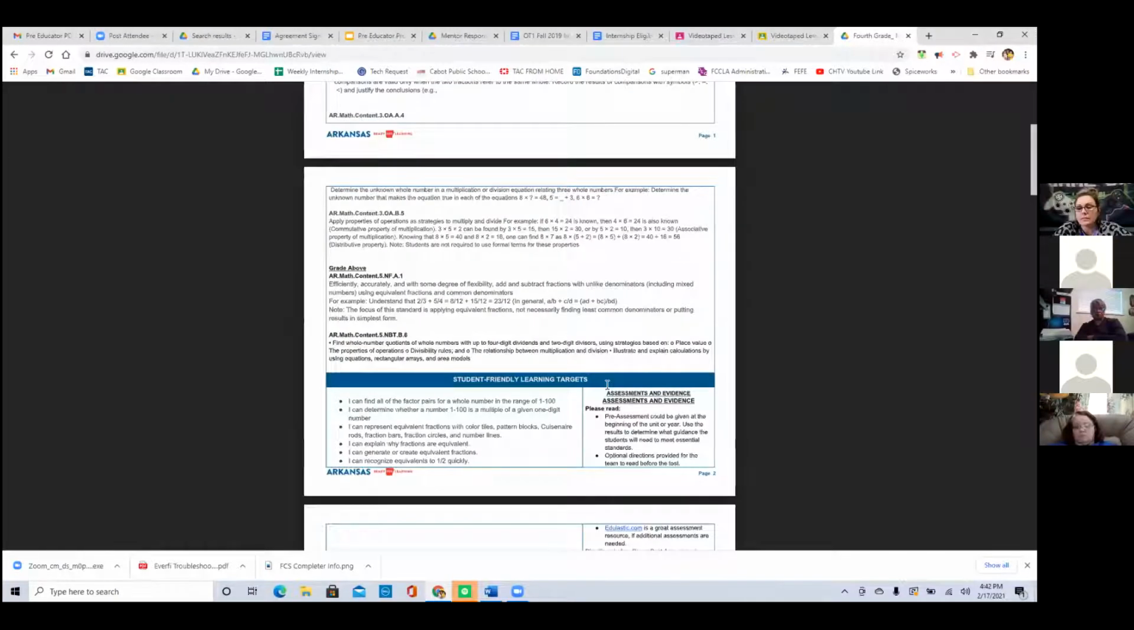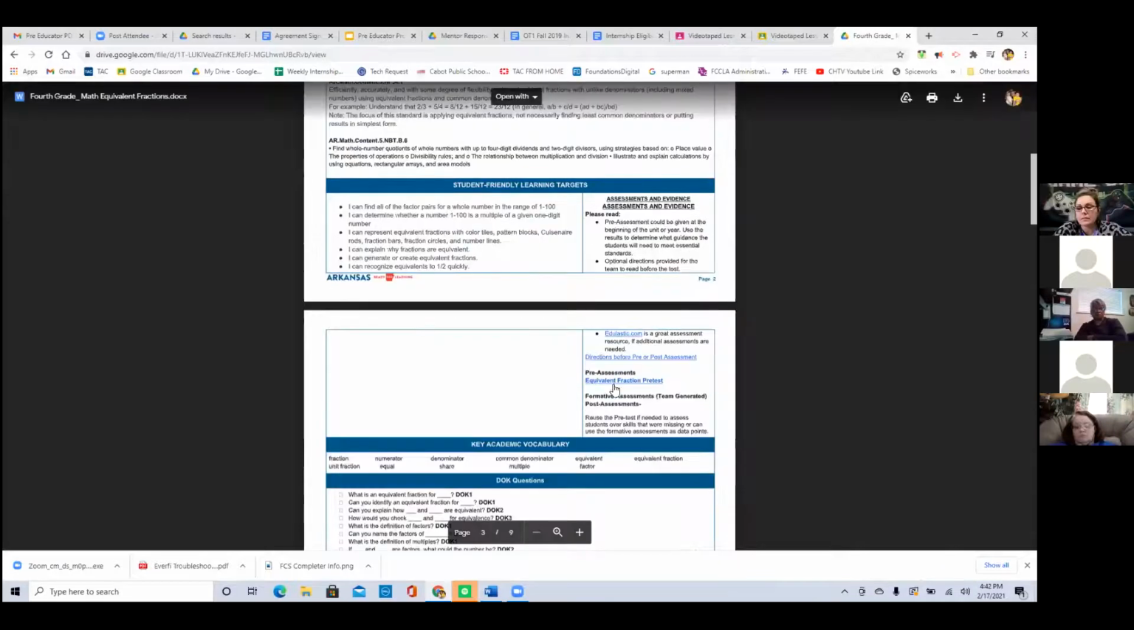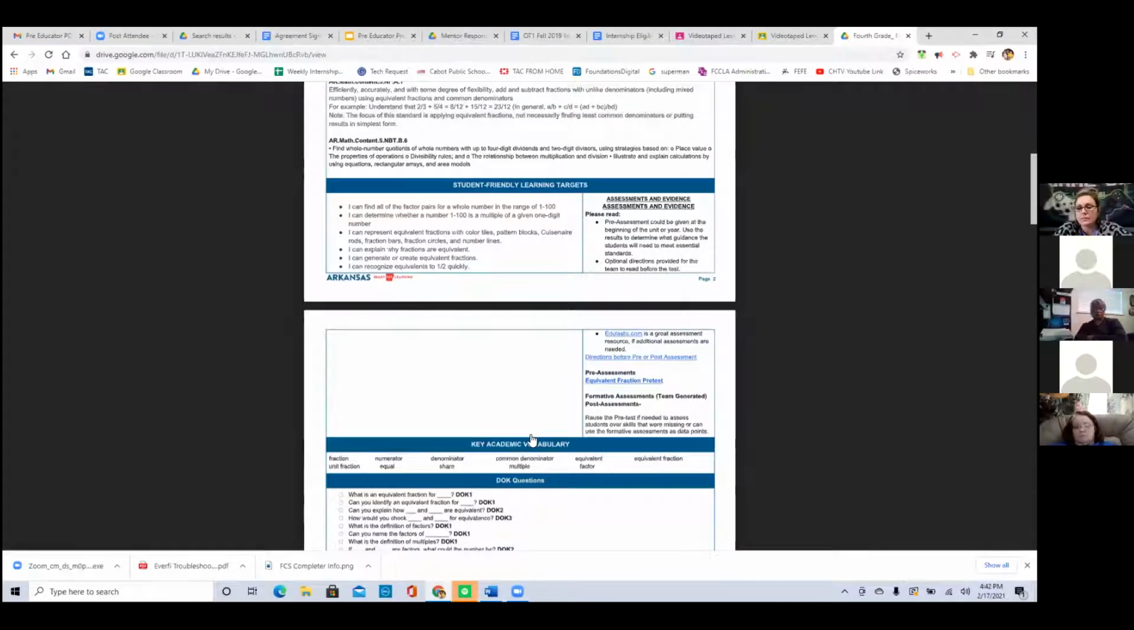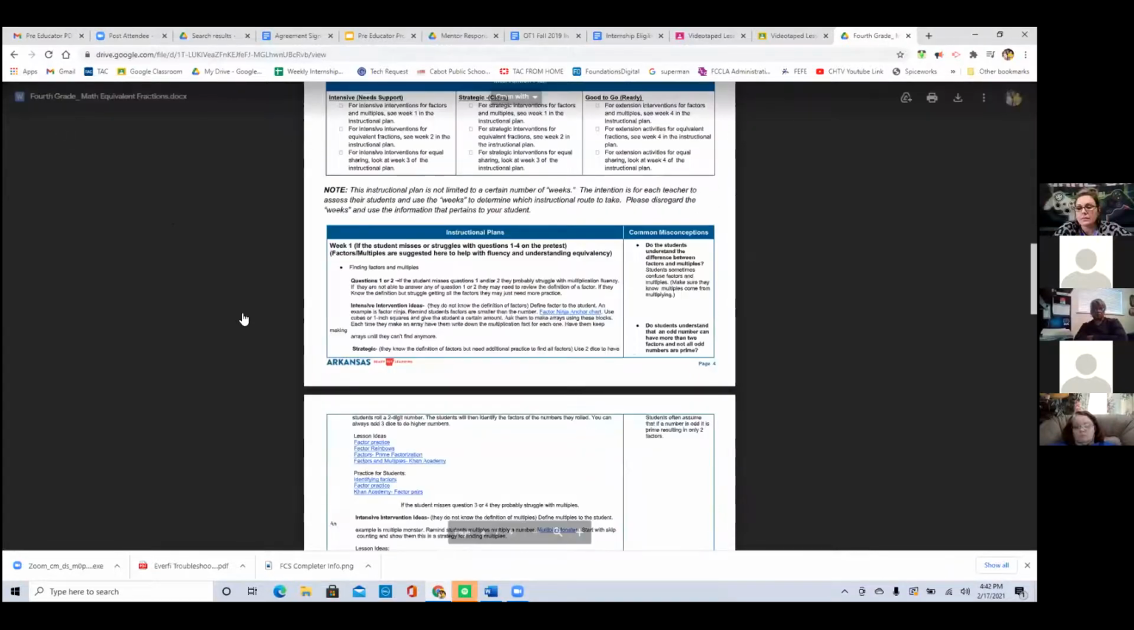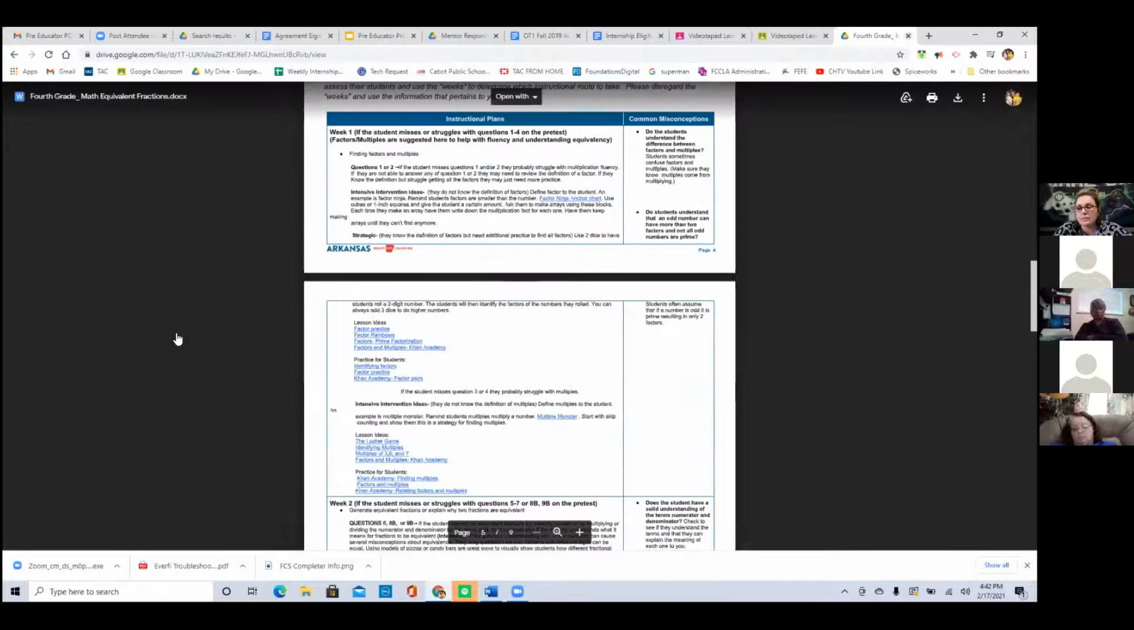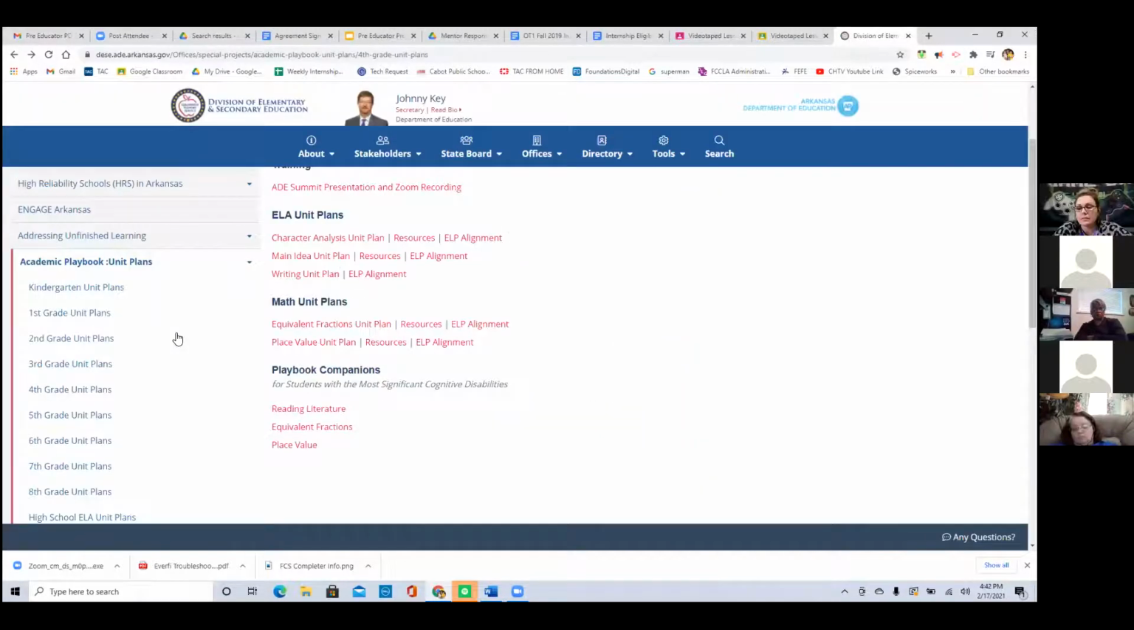And then here's a pre-test. Here, there's just like resources. I haven't looked through all these, but here's an anchor chart, lesson ideas that are hyperlinked. And so we have access to all of these things. If they want to go and look there, they can look there.